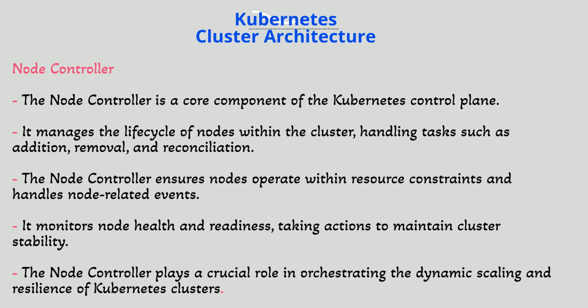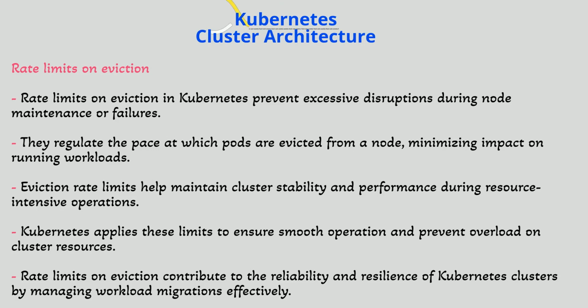Rate limits on eviction. Rate limits on eviction in Kubernetes prevent excessive disruptions during node maintenance or failures. They regulate the pace at which pods are evicted from a node, minimizing impact on running workloads. Eviction rate limits help maintain cluster stability and performance during resource-intensive operations. Kubernetes applies these limits to ensure smooth operation and prevent overload on cluster resources. Rate limits on eviction contribute to the reliability and resilience of Kubernetes clusters by managing workload migrations effectively.